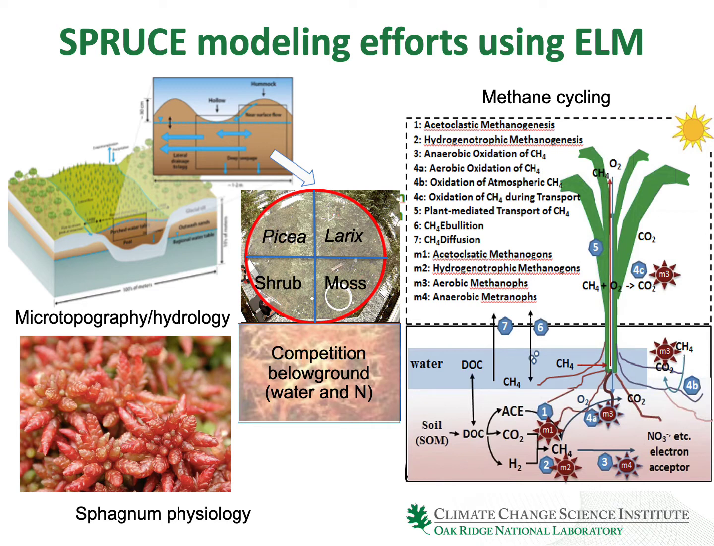In this modeling framework, the 4 plant functional types do not compete for light or radiation. In reality, they do, but this model doesn't represent that. But they do compete below ground for water and nutrients. We also have introduced a more detailed representation of methane cycling at the site.